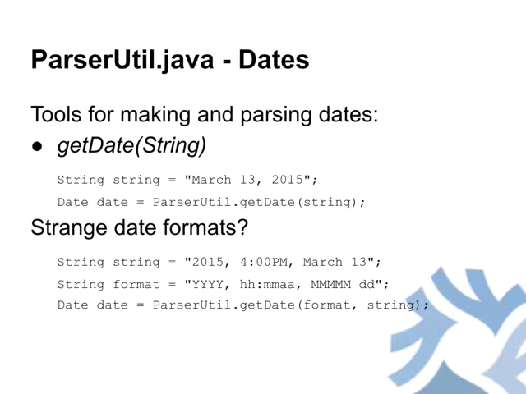Here we see the format specifies year, hour, minute, AM, PM, month, and day. Calling getDate with the format and the date string will get you back that date. Again, check the documentation for the simple date format syntax, and also check out the getDate method in the ParserUtil for more information and more examples.